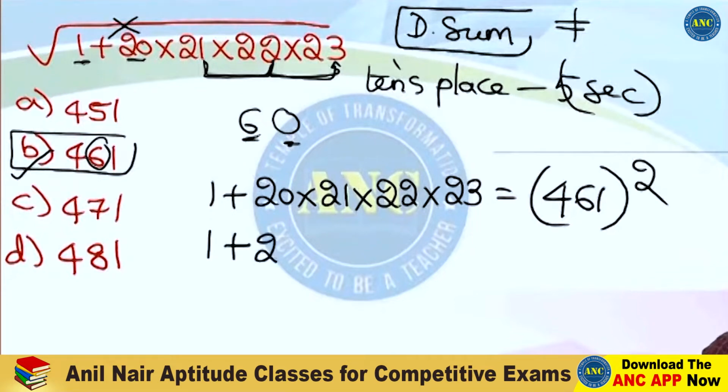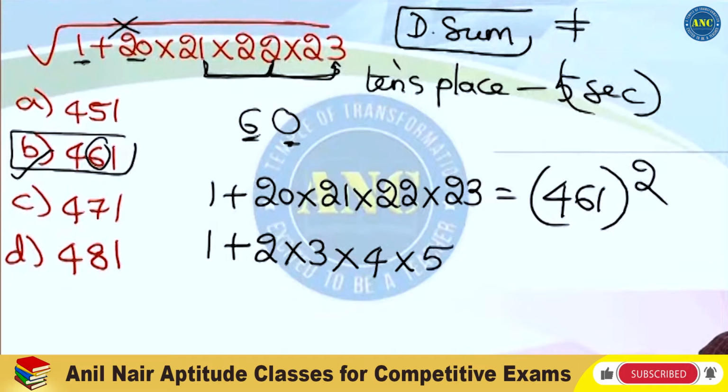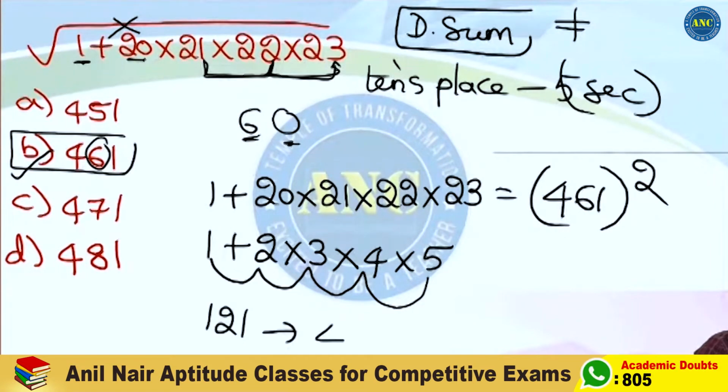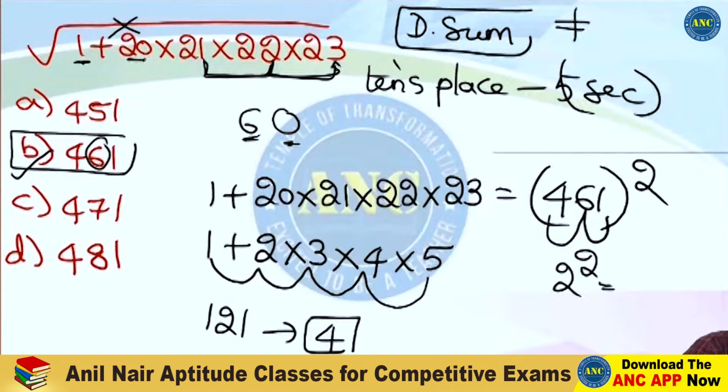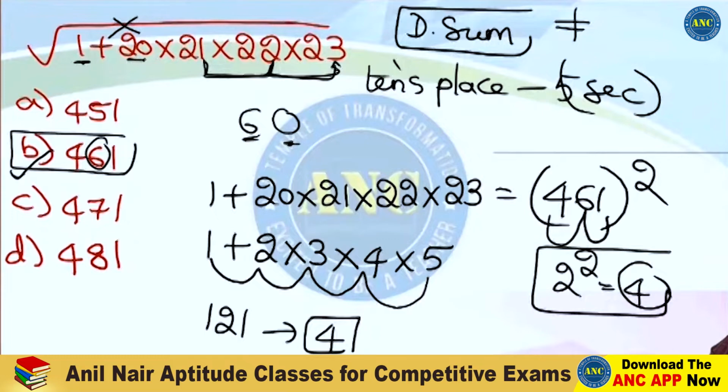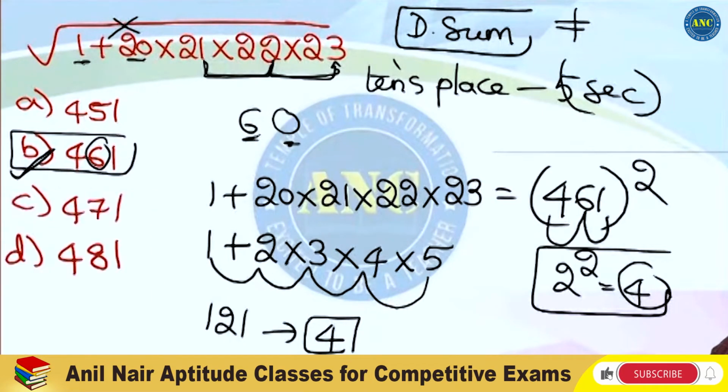1 plus 20 is 2. 21 is 3. 22 is 4. 23 is 5. 20, 60, 120, 121. 121 digital sum is 4. The answer's digital sum is 4 plus 6, 10, 10 plus 1, 11. 11 digital sum is 2. 2 squared is nothing but 4. So 461 is the answer. Now, listen carefully, sir. I hope this idea is clear.